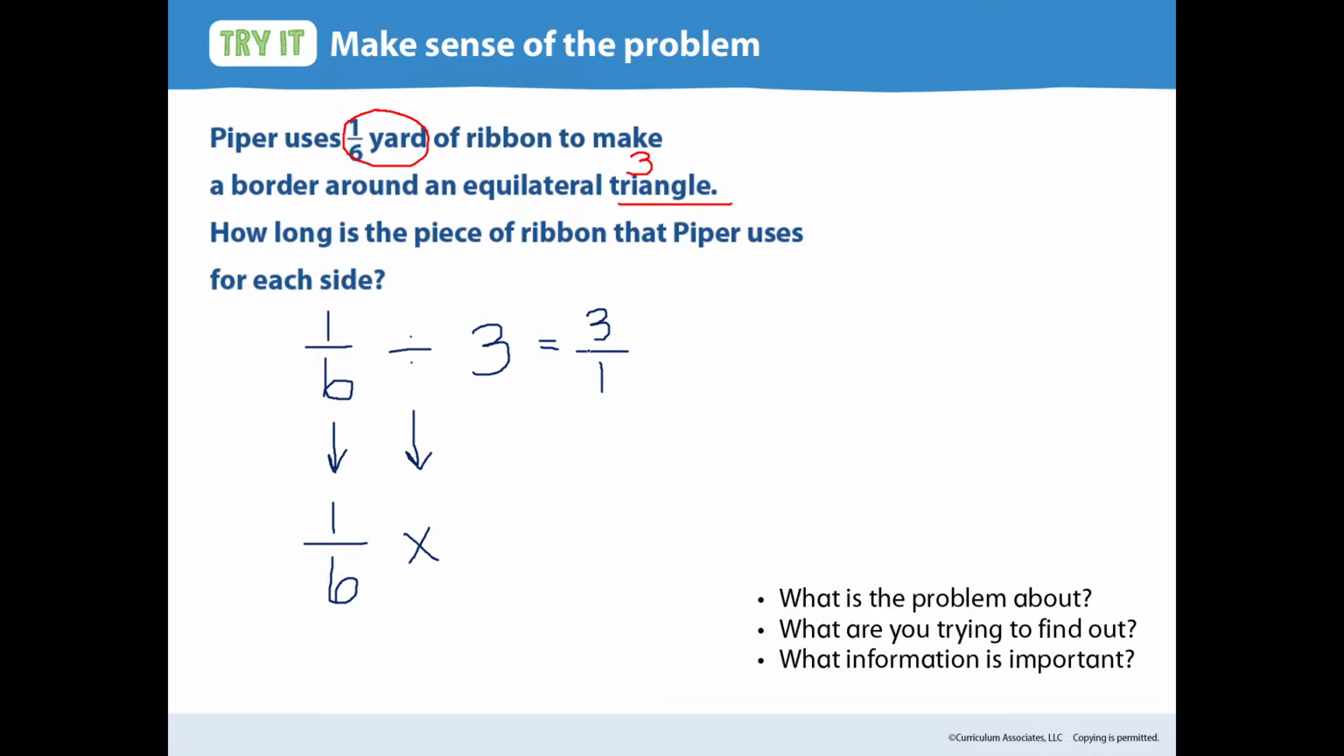Okay, and so if I flip that upside down, what I would get is 1/3. And then what we did in our previous lesson, learning to multiply fractions, we know we just multiply the numerators: 1 times 1, which equals 1, and 6 times 3, which equals 18. So we get the same answer both ways.